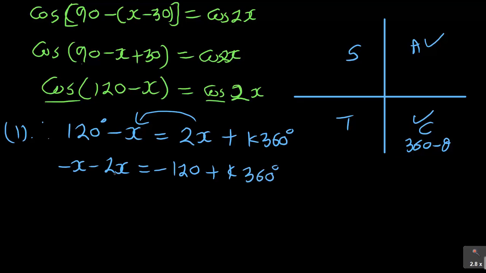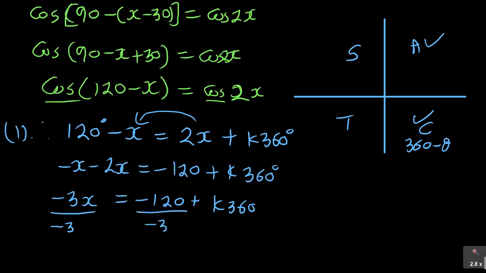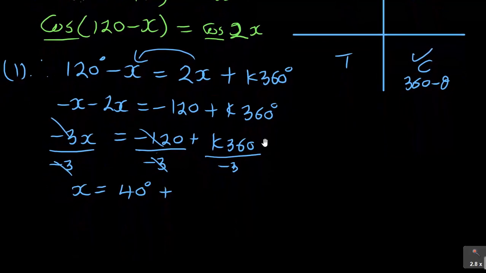360 degrees. So you've got minus 3x is equal to, then you have in this case minus 120 plus k 360, divide by negative 3, you divide by negative 3, you divide by negative 3. So when you do that, we have our x is equal to, when you divide there, you will have 40 degrees plus, and then when you do that, it will be, remember we're dividing by negative 3.